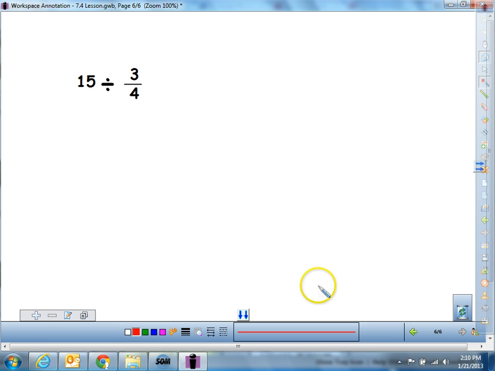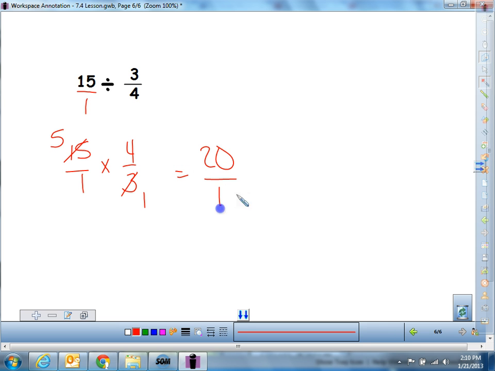Let's do another one here. All right, I have a whole number. Remember, I don't want a whole number, so I'm going to switch it. So then I rewrite it as 15 over 1 times 4/3. Remember, I switch that, I get the reciprocal. Now I can divide this by 3. I can divide this by 3. I'm left with 5 over 1 times 4 over 1, which equals 20 over 1, or we would just write it as 20 is my answer.